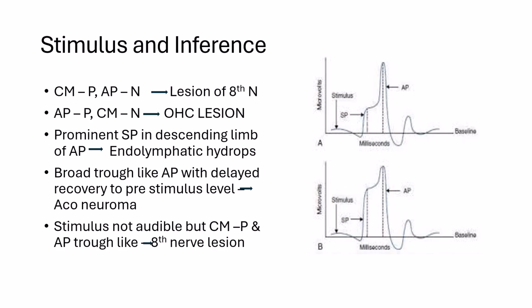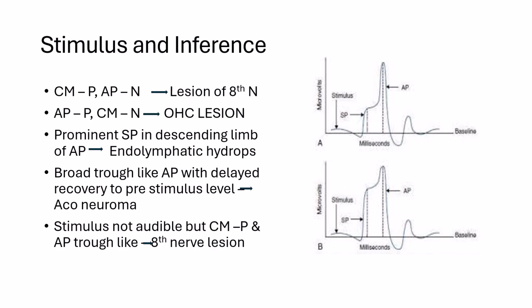Now, stimulus and inference from the ECOG. For example, we see that cochlear microphonics is present and the action potential is absent. What does it mean? Cochlear microphonics is present, but the action potential is absent, meaning the nerve is not able to conduct the signals received from the cochlea. So this indicates a cranial nerve 8th lesion.